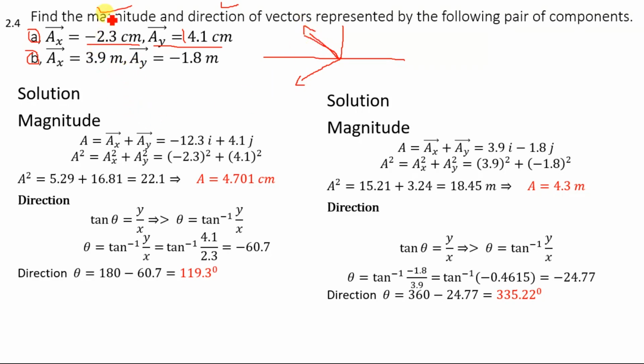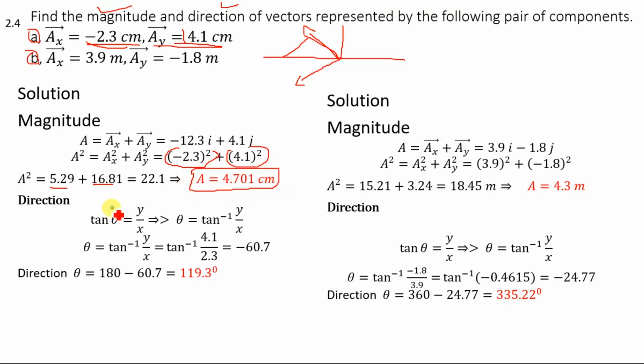Now for calculating the magnitude, we will use the Pythagorean theorem. That is simple. We will use hypotenuse square is equal to base square plus perpendicular square. Consider this as a base and consider this as a perpendicular. This is the y component and this is the x component, and we are going to calculate the hypotenuse, which is denoted by A. So we will have A square is equal to minus 2.3 whole square plus 4.1 whole square. Solving this, we will get A is equal to 4.701 centimeter.